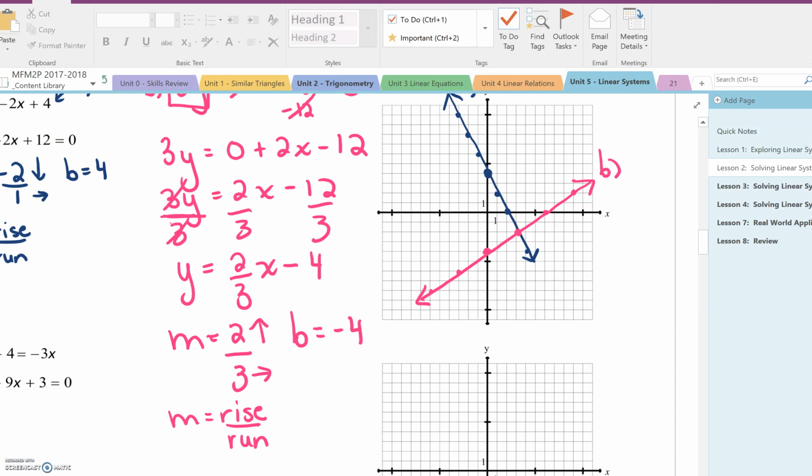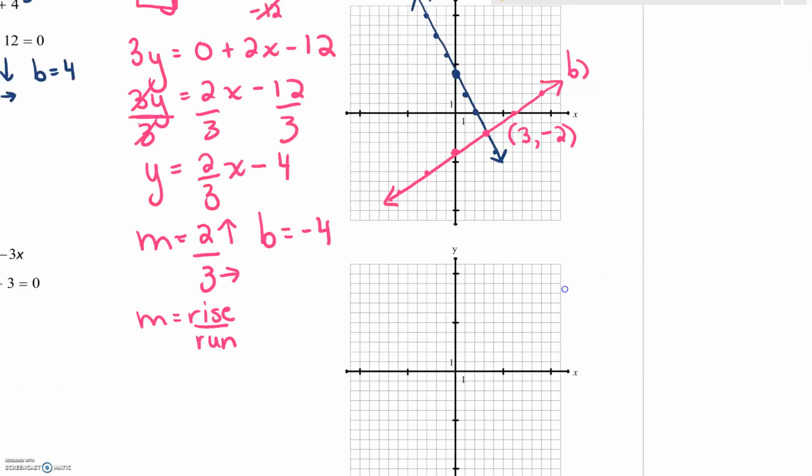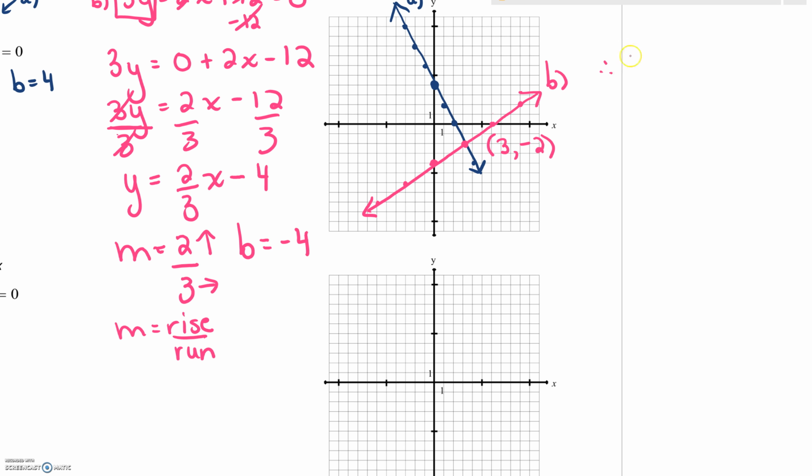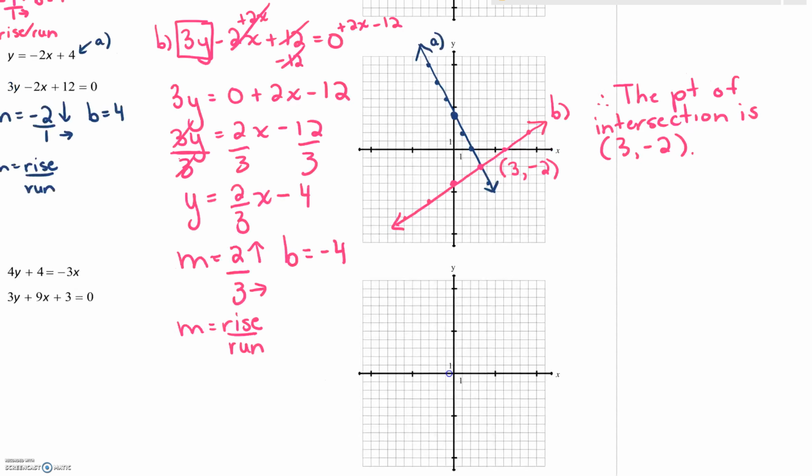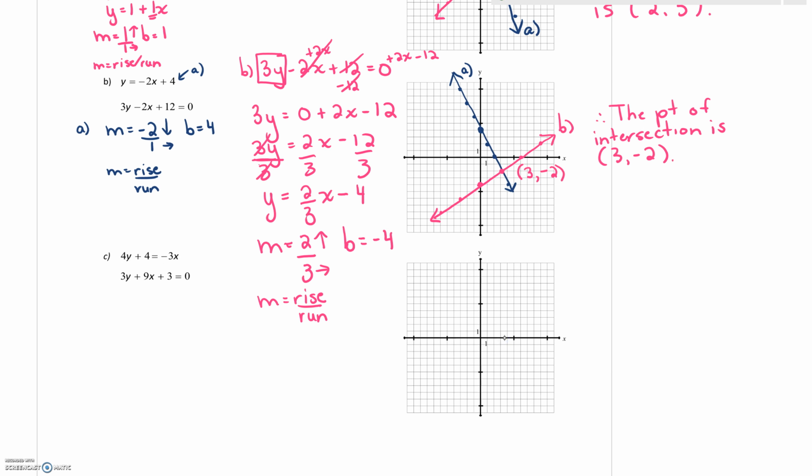As you can see, the point of intersection is pretty clear. It's right where the 2 points meet. And those 2 points meet when x is equal to 3. X is always first. And y is equal to negative 2. So the last and final thing you need to do is write your therefore statement. Therefore, the point of intersection is 3, negative 2. So that is for question B.